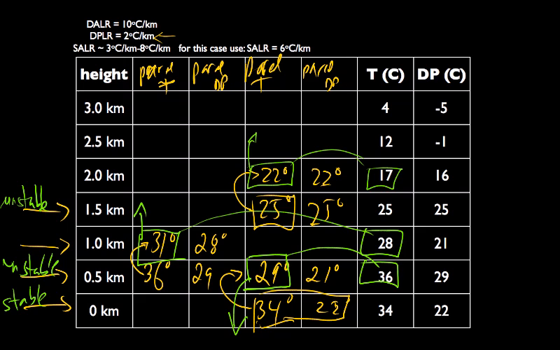And we can do this for all of the different levels that we would like to do. So we can determine the stability for any of these layers in this way, and then just label each of these levels as stable or unstable.